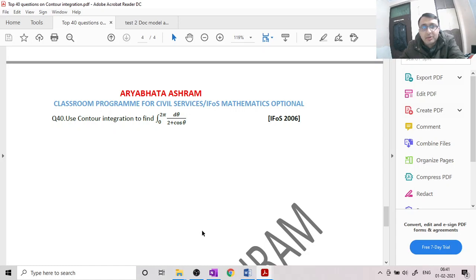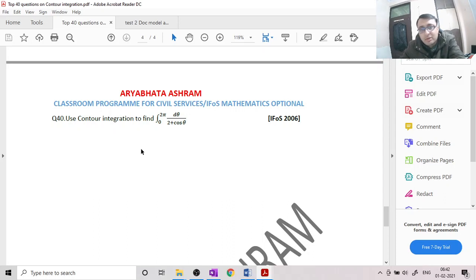Now here the answer verification technique is very important. We know the general formula for the integral from 0 to 2 pi of d theta upon a plus b cos theta, that is equal to 2 pi under root a square minus b squared. So here a is 2, b is 1. So your answer is 2 pi under root 4 minus 1, that is 2 pi under root 3. So we can always verify our answer, and we have done this kind of question in our analysis part as well when we were doing the analysis of complex variable.